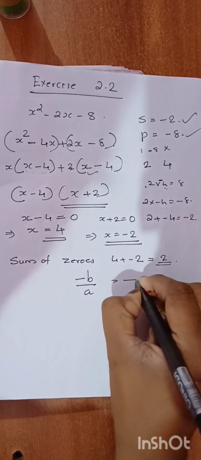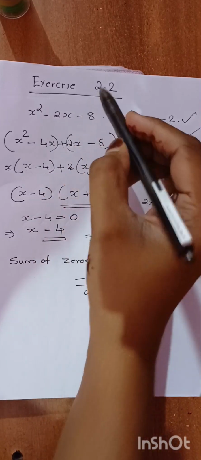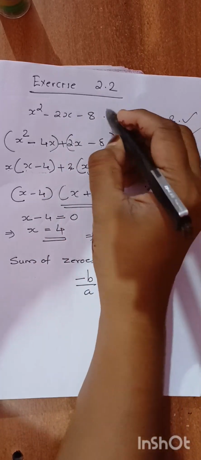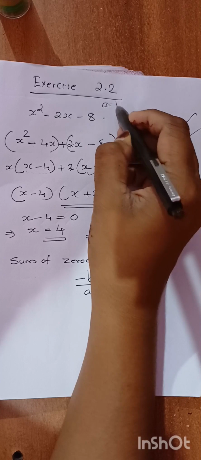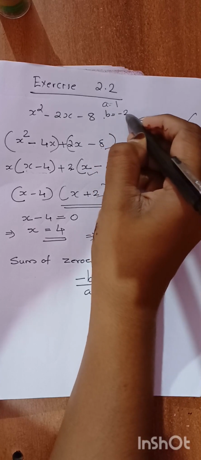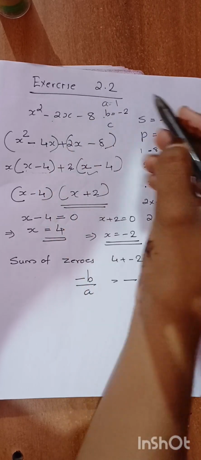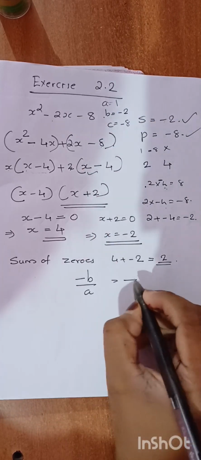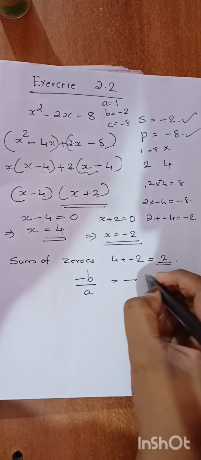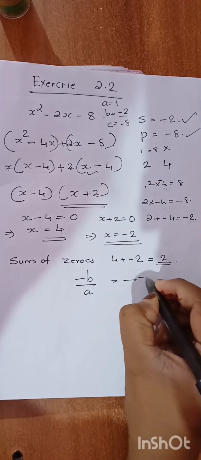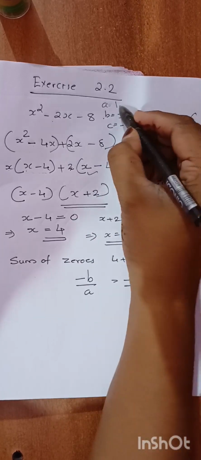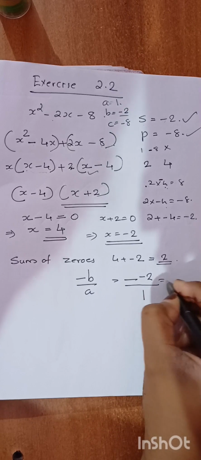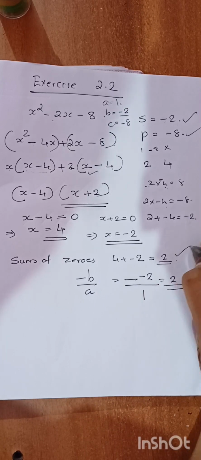In the polynomial given here, a is equal to 1, b is the coefficient of x, that is minus 2, and c is the constant term, that is minus 8. Then substitute that. Minus b means minus of minus 2, divided by a, which is 1. Write that here. The answer is 2. So both the conditions are satisfying.